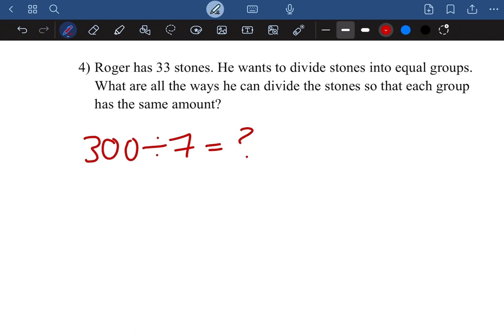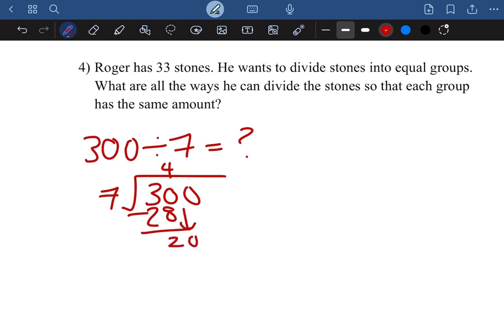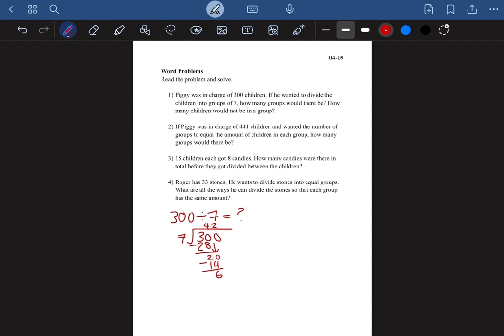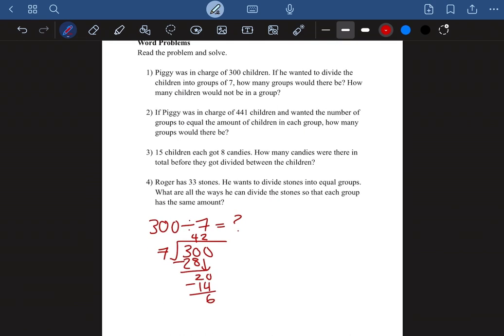And when you do that, 7 goes into 30 4 times. 4 times 7 is 28. 30 minus 28 is 2. We bring a 0 down. 7 goes into 20 2 times. 2 times 7 is 14. 20 minus 14 is 6, meaning we have 6 remaining. So the answer for number 1, there will be 42 groups with 6 remaining.